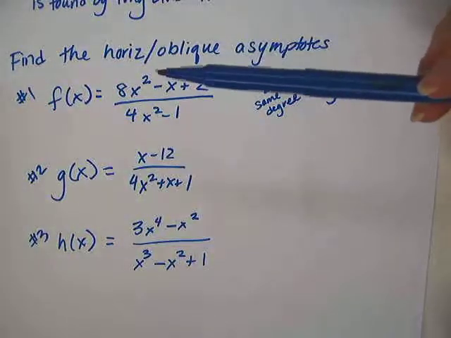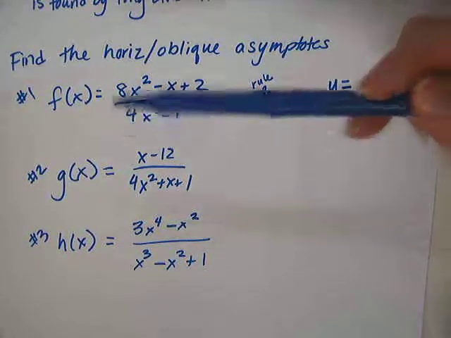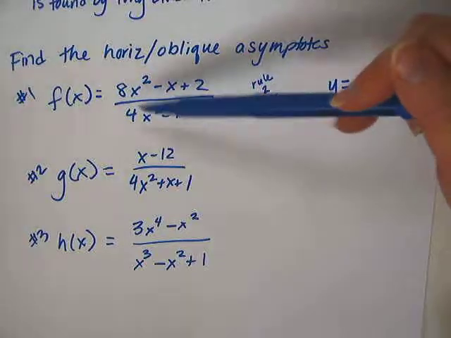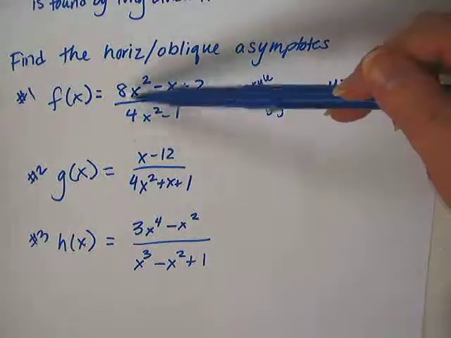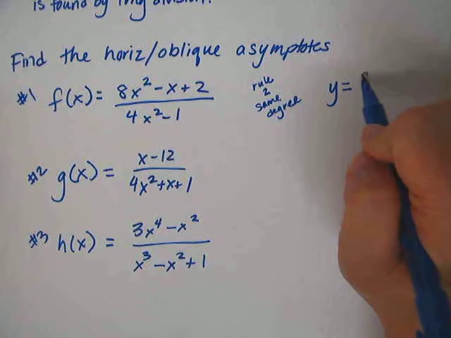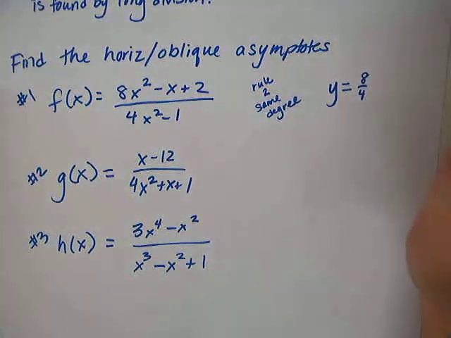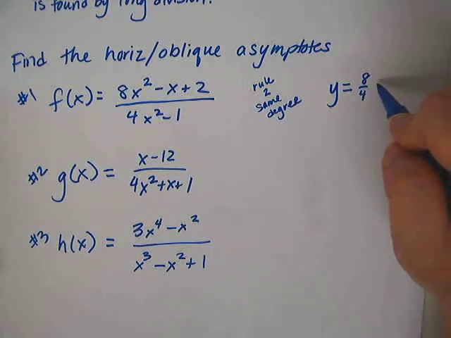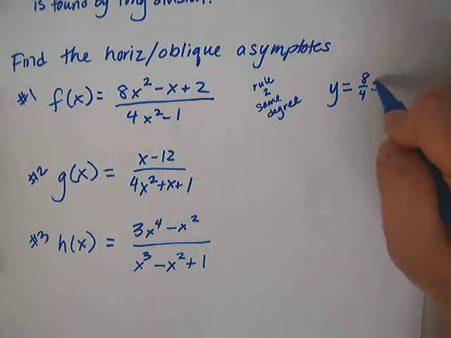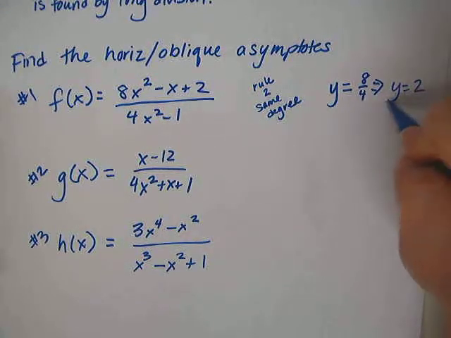The asymptote would be y equals, and it's what we call the leading coefficients. So the coefficients are the numbers next to the x's, but it's just the numbers on the highest two exponents. So you have to write them in order, so it's just the 8 and the 4. So we go 8 divided by 4.